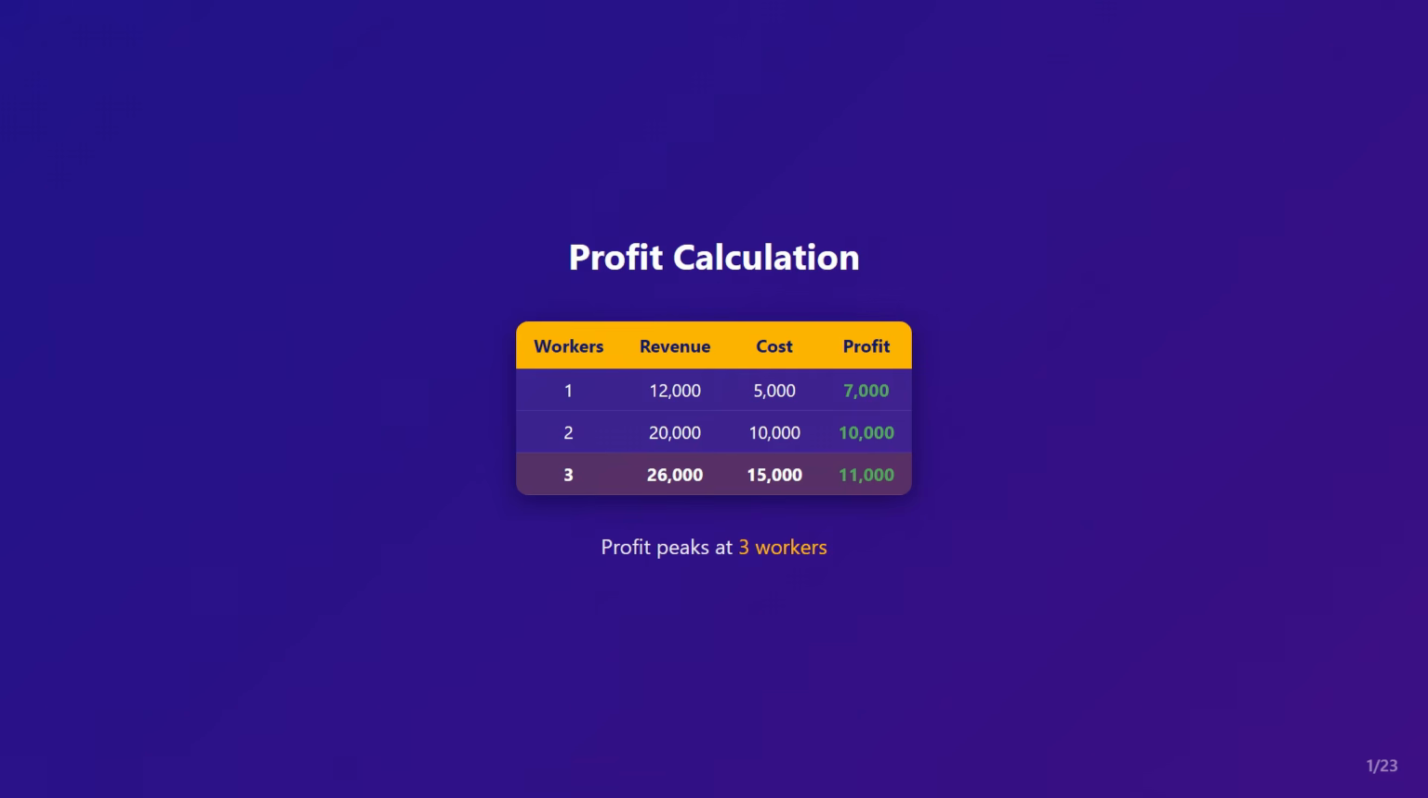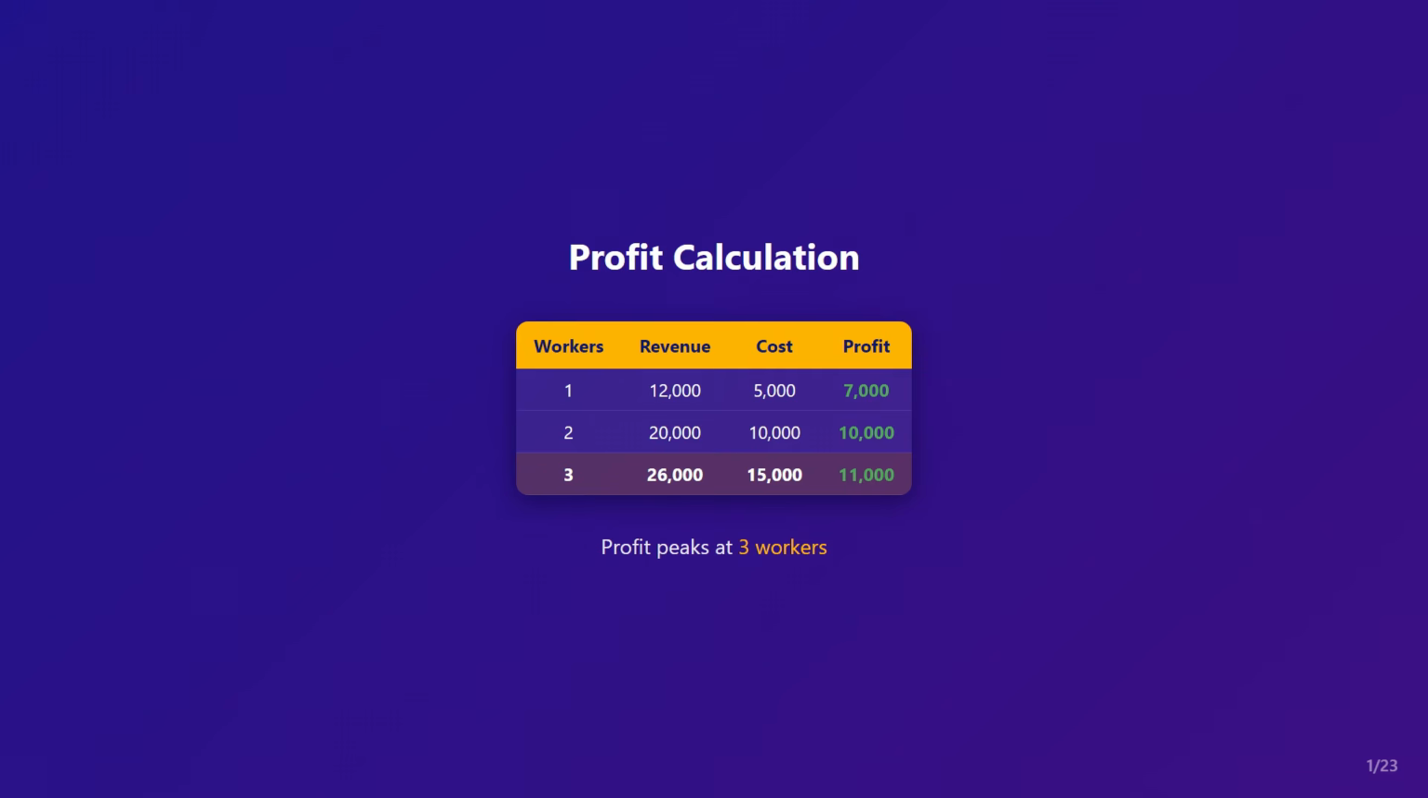Expenses increase steadily, exactly 5,000 shekels per additional worker. This is linear, a straight line. This is the big difference between the revenue side and the expense side. Revenue rises at a decreasing rate, but expenses rise at a constant rate. At some point, expenses start rising faster than revenue, and profit suffers.